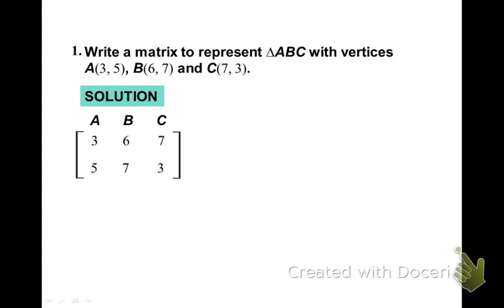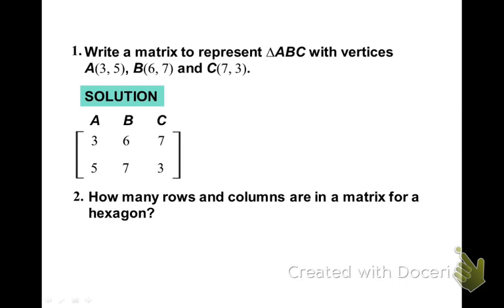So the first row would be 3, 6, 7, or the x values of each of the 3 points, and the second row would be 5, 7, 3, or the y values for each of the 3 points. Point A would be in the first column, point B in the second column, point C in the third column. How many rows and columns would you have for a hexagon? Well, you'd have 2 rows and you'd have 6 columns, because the hexagon would have 6 points.